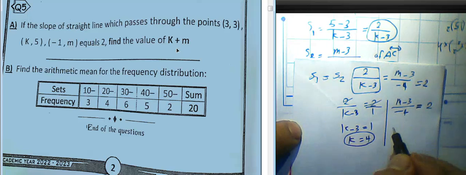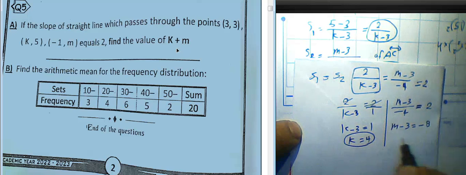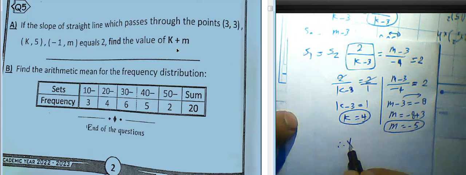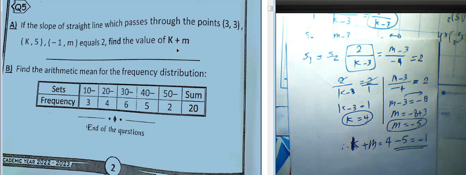And here, m minus 3 equals -4 times 2, which is -8. Then m equals, moving -3 from the left-hand side to the right-hand side, -8 plus 3, so m equals -5. Then he wants k plus m. K was 4 and m was -5, so the result will be -1 for this example.